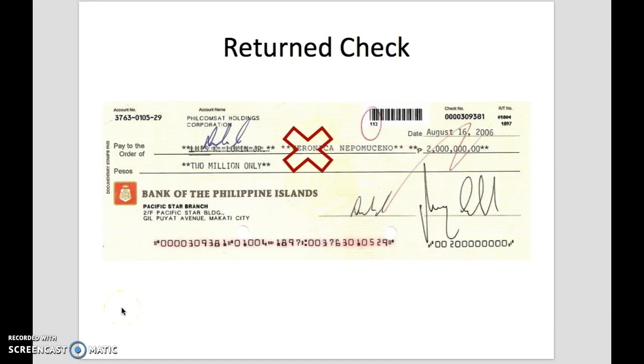Then next would be a return check. Back in the day, you can actually do this. You can just cross out your error and then sign over it. But today, banks don't accept any erasures in their checks anymore. So the ground for returning a check would be misspellings and erasures. So what happens here is Veronica Nepomuceno won't be able to encash this check. She would have to go to the payor and say, can you issue me a check with no errors so that I can encash 2 million?